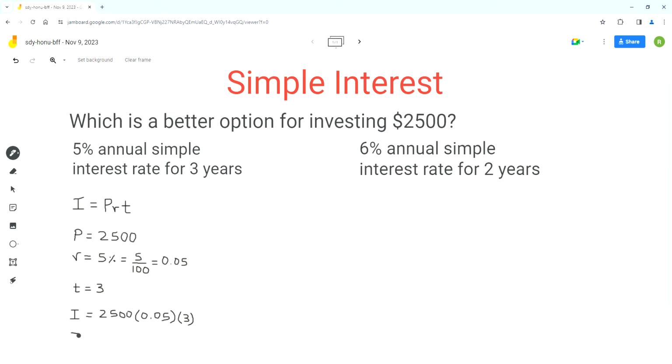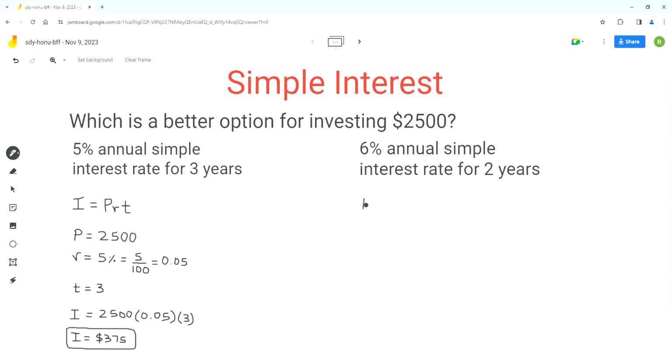We can do this calculation in our calculator. So I got $375. That's the interest amount. Now we have to repeat these steps for the second investment choice. First we list the values of the variables, and we use the same formula.